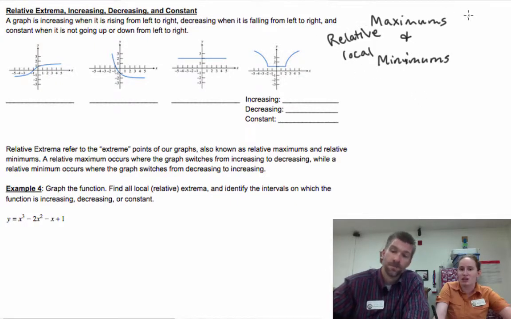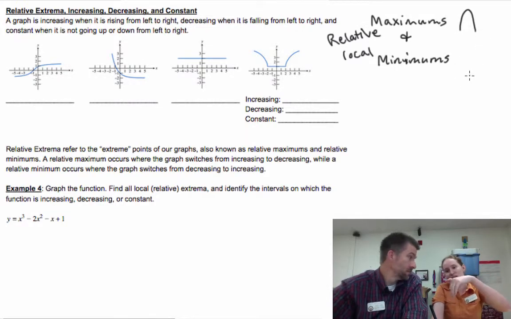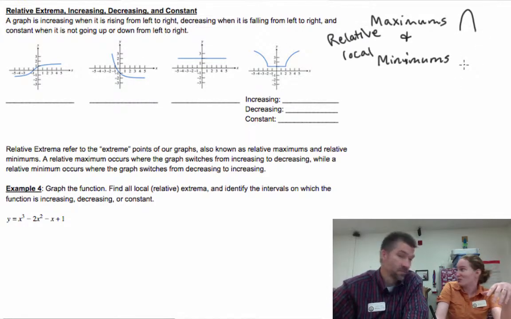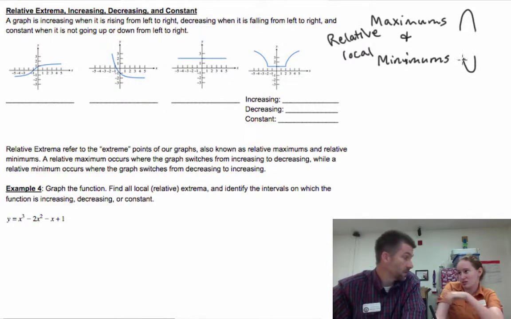Relative and local, because a relative or a local maximum is all the places where we switch from increasing to decreasing, and a relative or local minimum is where we switch from decreasing to increasing. That's right, peaks and valleys.